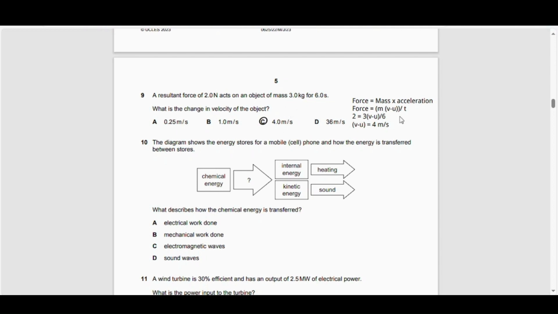The way I've done it here is I've said force is equal to mass into acceleration, and I've substituted the formula for acceleration, which is the rate of change of velocity, or rather the change in velocity by time. We just need to obtain the change in velocity. So we know that the force has a value of 2, the mass has a value of 3, and this happens over a period of 6 seconds. So if we rearrange the formula to make V minus U the subject, we get V minus U is equal to 4 meters per second, or the change in velocity is equal to 4 meters per second.